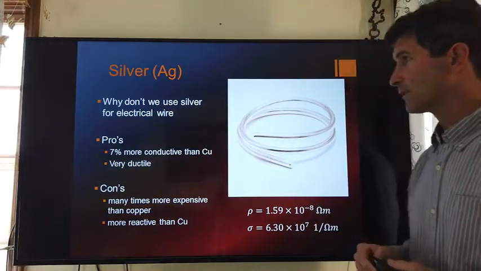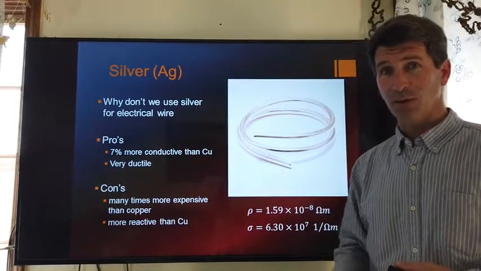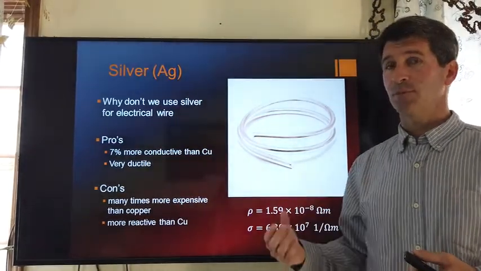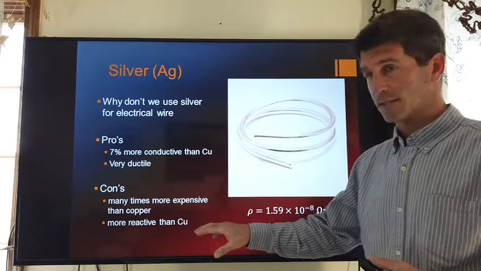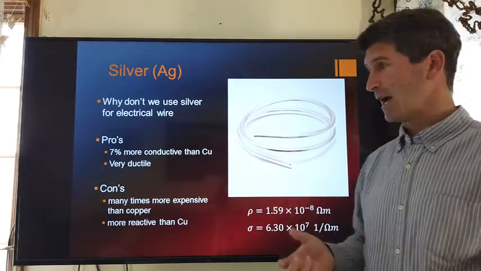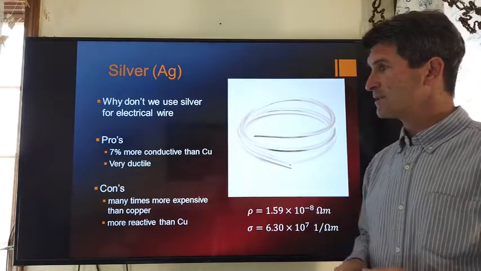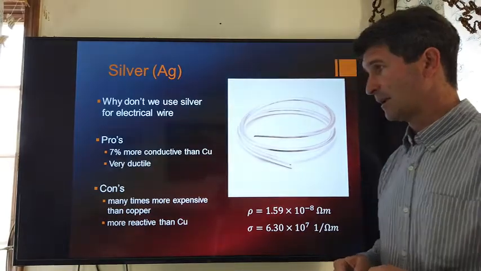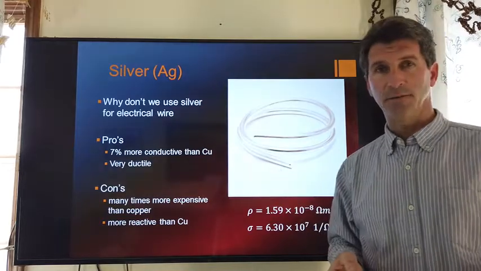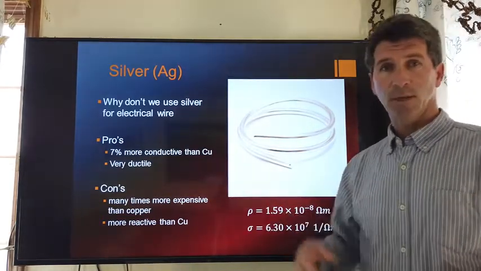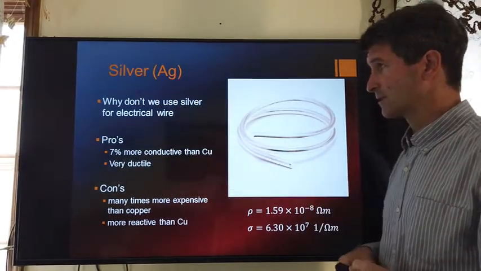Silver. Why don't we use silver for electric wire? Well, you probably know the answer to that. It's many times more expensive than copper. Although copper, the price of copper has gone up quite a bit, whereas silver has sort of stayed the same. It's more reactive than copper, so we don't like to use silver because it'll oxidize, making electrical contacts a little more difficult. So we get 7% more conductivity than copper, and like copper is very ductile, but just 7% isn't enough to overcome the expense and also the oxide problems. So we don't usually use silver for electrical connections.